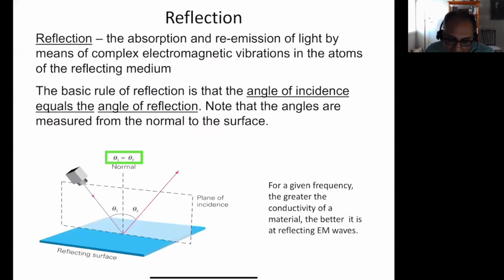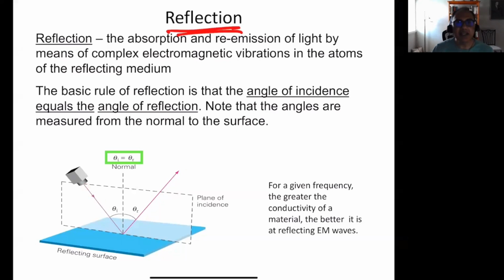All right. So the first property of light that we're going to study is called reflection. Reflection is the absorption and re-emission of light by the atoms in a reflecting medium. You're all familiar with reflection. Suppose you have a source of light over here, like a laser pointer or a flashlight. If you shine it towards a surface, it will bounce off the surface and go in this direction, right? This bouncing off is called reflection.